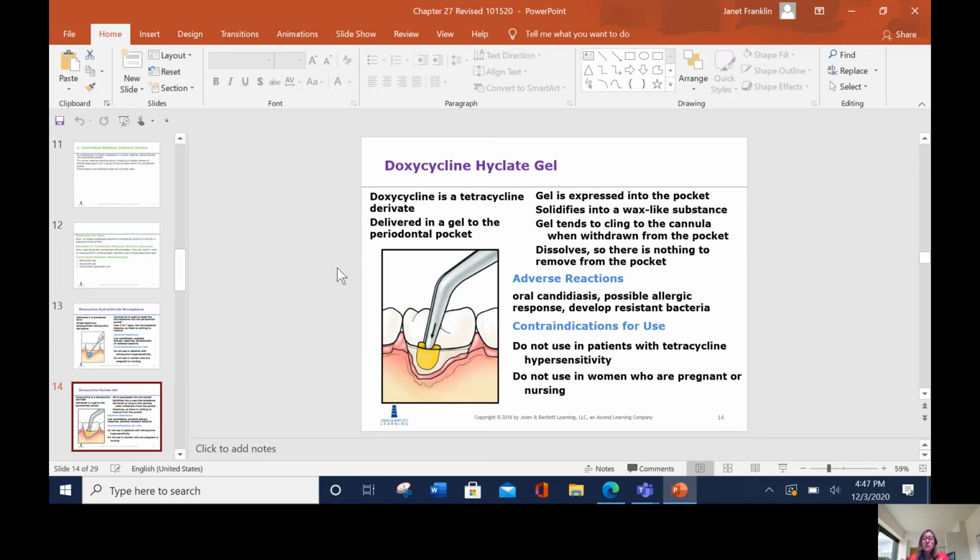The downside to that particular product was that the gel would stick to the end of the tip of the applicator, and so when you pulled the applicator back out, it would stick and pull out as well. And so it was kind of hard to keep it down in the pocket without having it come back out. So it wasn't as effective of a product.